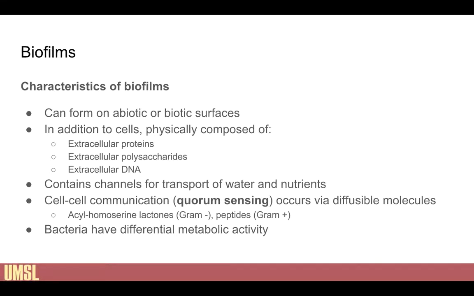So in addition to the cells in these biofilms that we'll talk about, there are a number of things that are part of the composition of these large multicellular structures. These are extracellular proteins that are secreted by the bacteria. There are extracellular polysaccharides; for gram-negative bacteria these include LPS, for example, and other polysaccharides, and extracellular DNA.